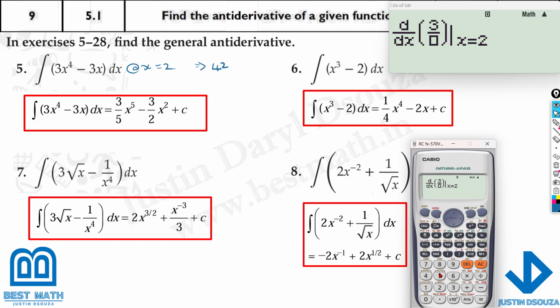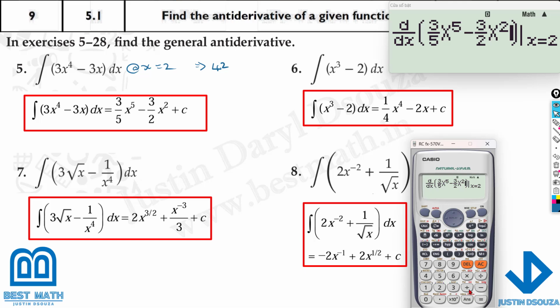Let's do it. 3 by 5 x to the power 5 minus 3 by 2 x squared.